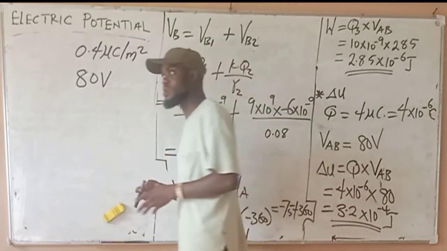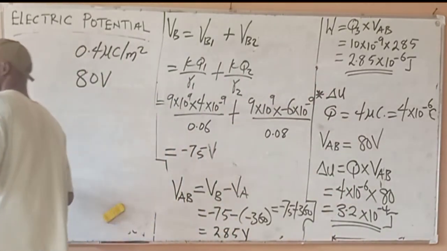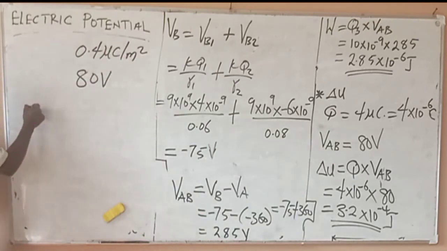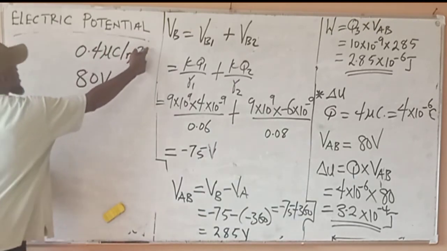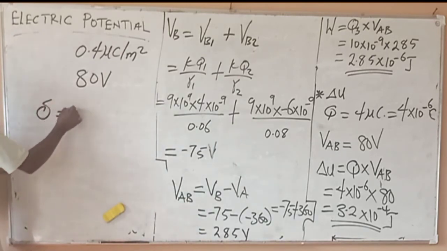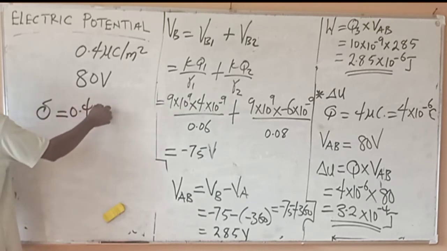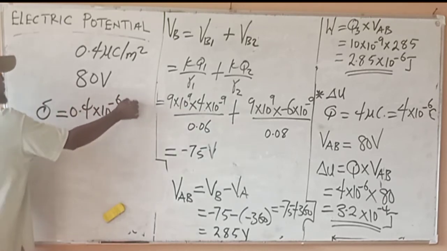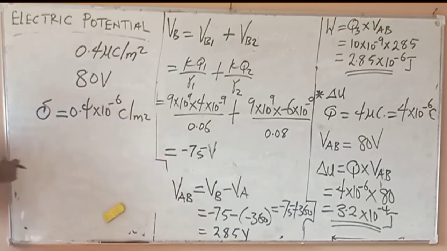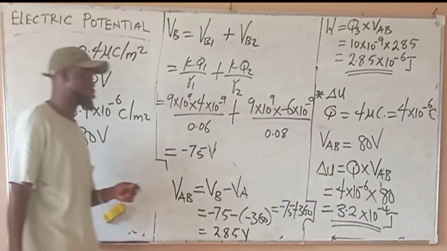The potential is 80 volts and the surface charge is 0.4. Remember, coulomb per meter square denotes area charge density. So we use sigma to represent that: 0.4 times 10 to the power minus 6 coulomb per meter square, because micro means 10 to the power minus 6. Then the potential is 80 volts.